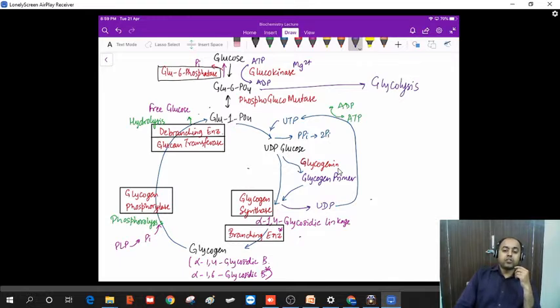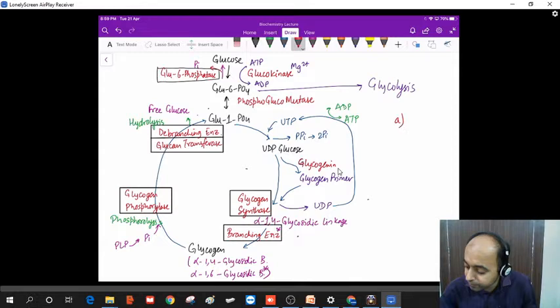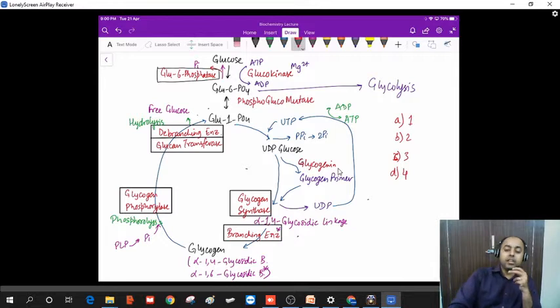Alright, few points to note. How many ATP are consumed when you are trying to add one glucose to the glycogen molecule? I'll give the options because you always need options. Your options are 1, 2, 3, and 4. How many ATP are required for attaching one glucose to the glycogen?